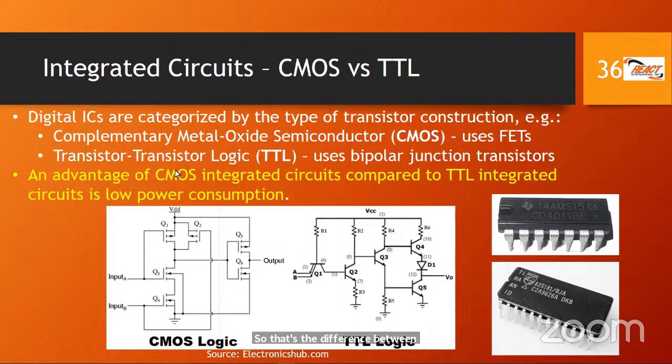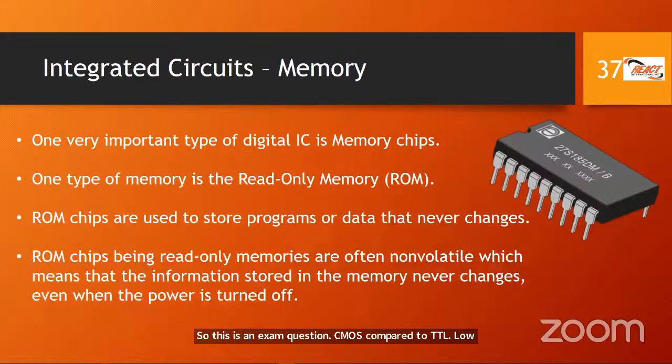And for the exam, this is what we need to know. That an advantage of CMOS integrated circuits compared to TTL integrated circuits is low power consumption, right? So that's an advantage of CMOS compared to TTL, low power consumption. But remember, it is also very sensitive to static electricity. So you have pros and cons to everything, just like in life, right? So this is an exam question. CMOS compared to TTL, low power consumption, right? There you go.